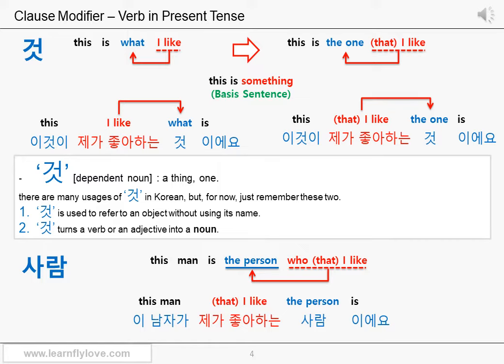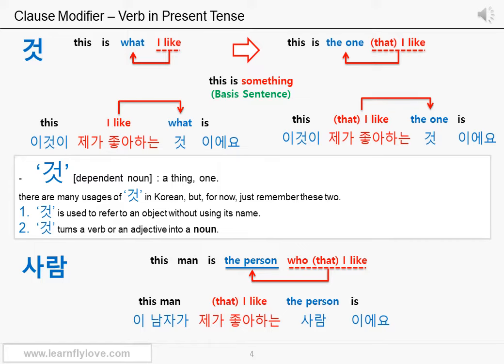Perfect. It's nothing, right? Just remember that you have to add a noun after the pronoun this in Korean. You cannot say this is the person that I like. You should add a noun to the subject. For example, this man, this woman, this chick, this dude, or this crazy person.